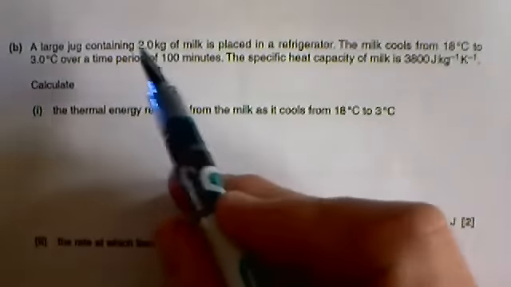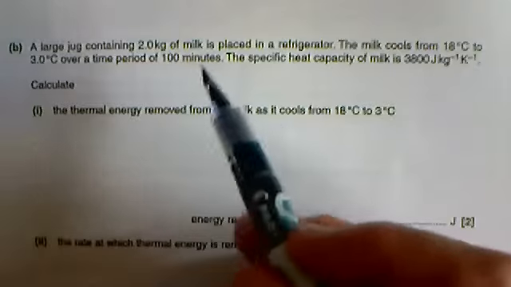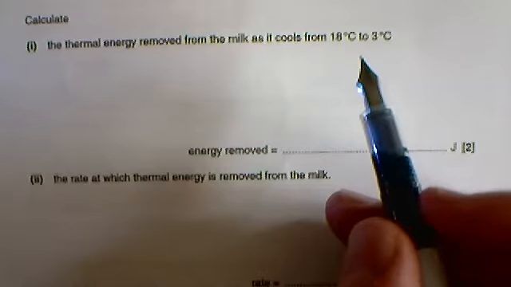We've got a jug of milk, 2 kilograms of milk. It's put in the refrigerator and cools from 18 down to 3 over 100 minutes. The specific heat capacity of milk is a little bit under that of water. First we want to know the thermal energy removed from the milk as it cooled from 18 to 3.